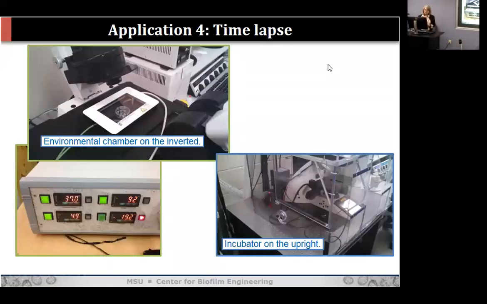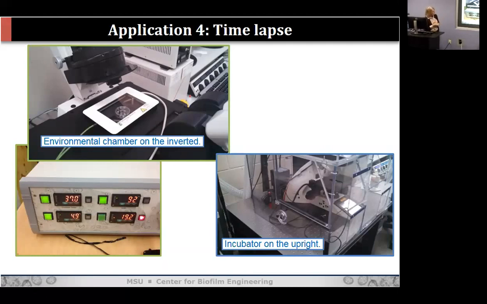Here are pictures of the incubators we have on our scopes. The left shows the inverted microscope. With a small environmental chamber, we can control the CO2, the oxygen, the humidity, temperature. That system is designed mostly for static imaging, small samples. Although we figured out we can take the bottom out and add plumbing, so small flow-through systems will work.